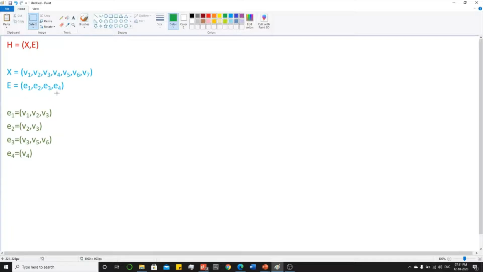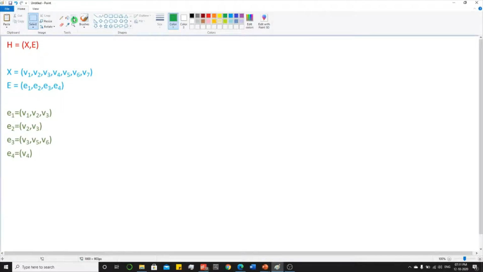Here we have 4 edges. Each edge is a subset of vertices, which is represented by capital X. So each edge is a subset of vertices. Here E1 has V1, V2, V3 as 3 vertices as a subset. E2 has a subset which has 2 vertices, V2 and V3. E3 subset is V3, V5 and V6, and E4 has only one vertex, V4.